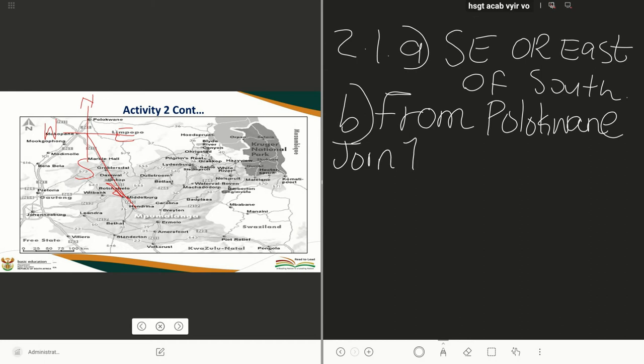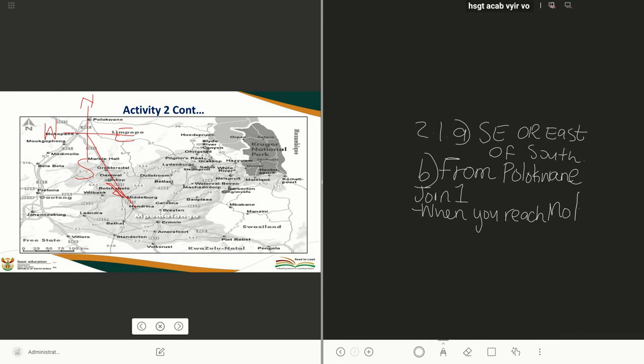the N1. And then when you reach Mokopane, which is a town, you join the N11. And continue driving on the N11 until you pass Marble Hall. You will pass Hoblasdal, pass Damval, pass Loskop, and then you still continue with the N11, and the next town that you are going to reach will be Middelburg.